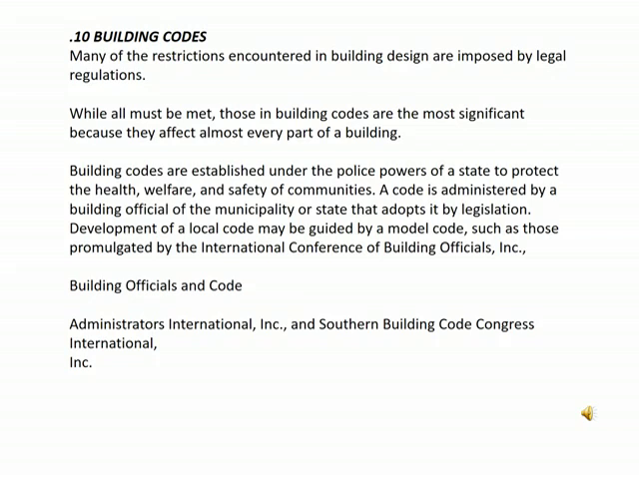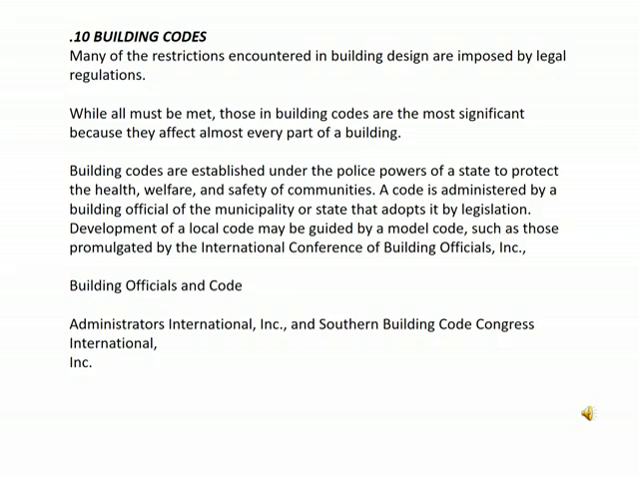A code is administered by the building official of the municipality or state and adopted as legislation. Building codes safeguard public safety, so appropriate standards have to be provided. Those codes are administered by the building official of the municipality and protected by legislation. The development of a local code may be guided by a model code as a choice; in this case, we refer to the International Code Council and the appropriate building codes.